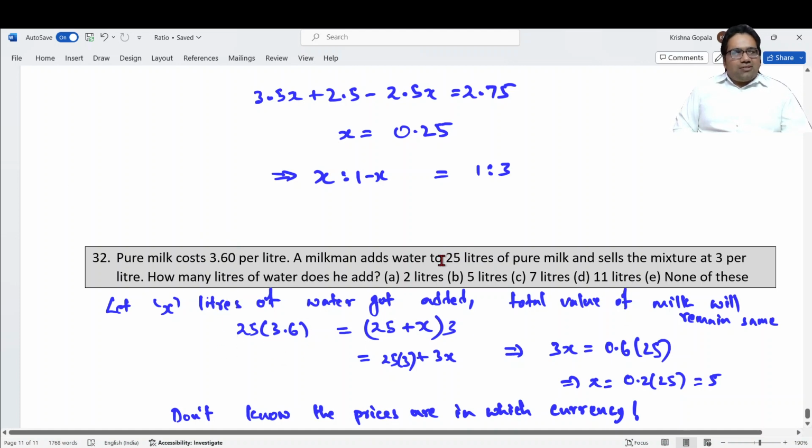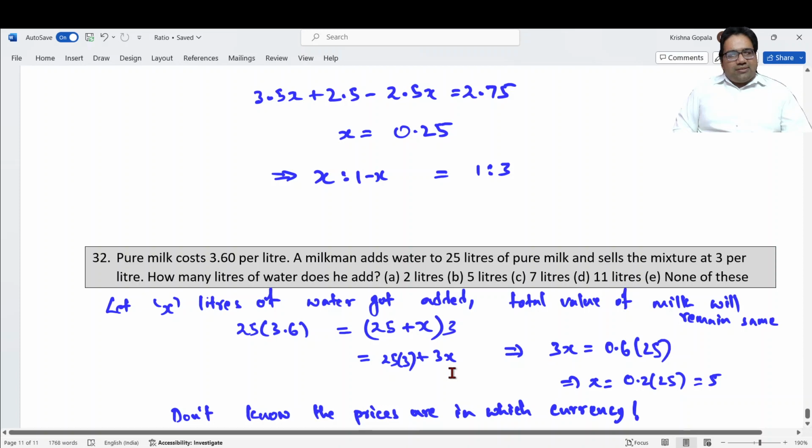Now he's added, let's assume, some x liters of water. What is the total amount? 25 plus x will become the total, and he is selling it at 3 per liter. 25 plus x into 3, this should become the original value, right? Otherwise he'll sell it at a loss, right? This should become equal to 25 into 3.6. Let's solve for this equation.